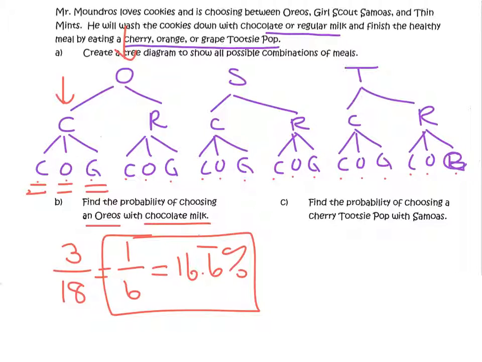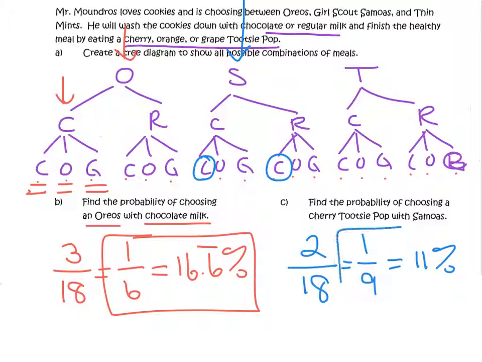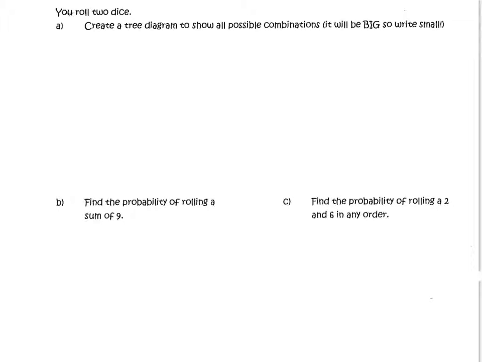The next one says, find the probability of choosing a cherry Tootsie Pop with Samoas. Okay, so a cherry Tootsie Pop with Samoas. Well, here's Samoas right here. And so we're looking underneath the Samoas to find the cherry Tootsie Pops, which are right here and right here. So there are 2 cherry Tootsie Pops with Samoas out of 18 total combinations. That simplifies to 1/9. And when you divide it, that is 11%. So that's a way to use some tree diagrams to calculate probabilities. Let's take a look at one more example.